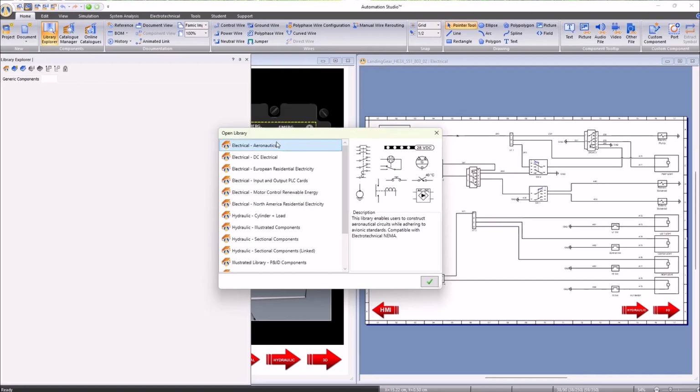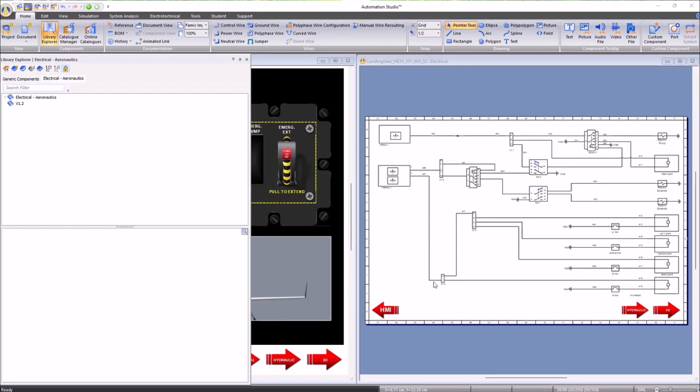The Library of Aeronautical Electrical Components is specifically designed to comply with NEMA standards, thus allowing their integration into electrical diagrams compatible with these regulations.